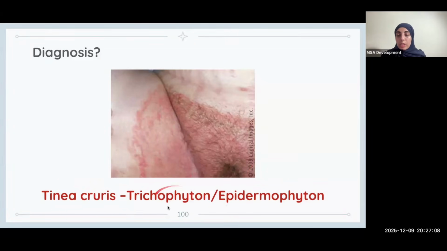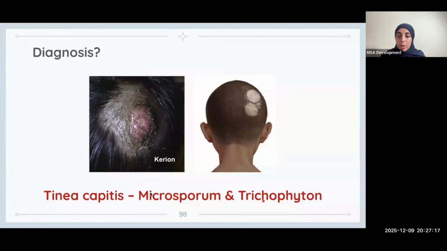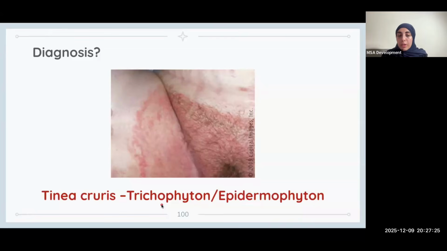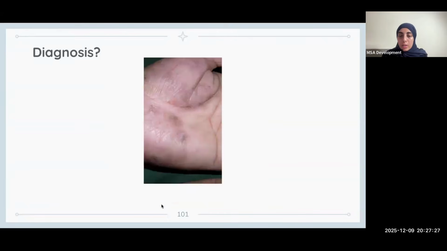The only exception to these, you're going to see trichophyton in almost all of them, and epidermophyton in most of them. The only exception was microsporum in Tinea capitis. This is usually where you would see microsporum. Okay. So we covered Tinea cruris, and then the next one is on the hand.